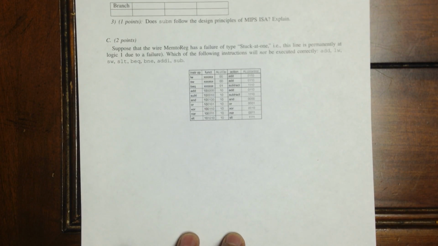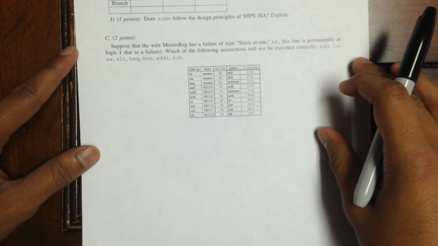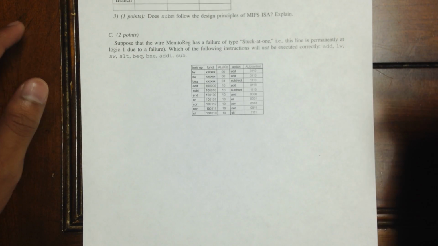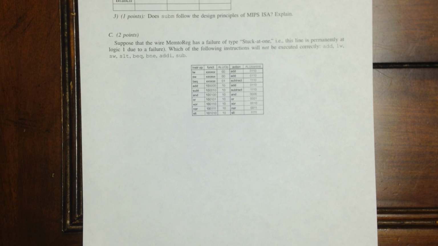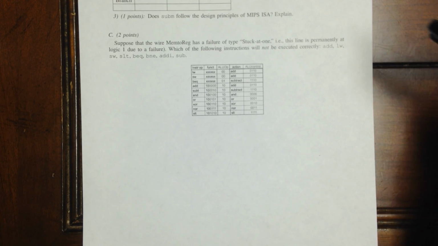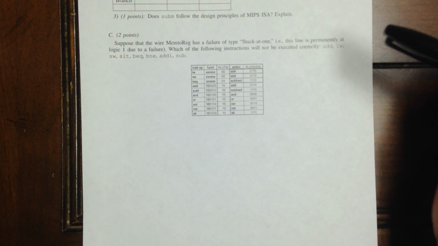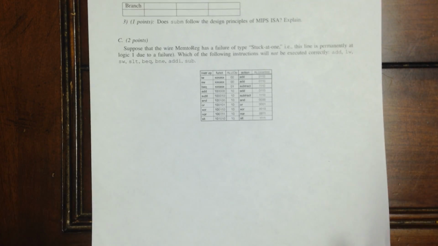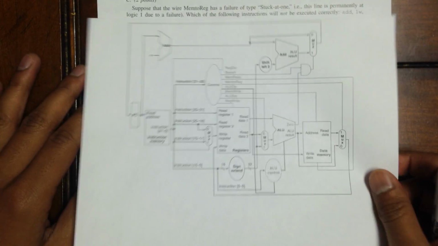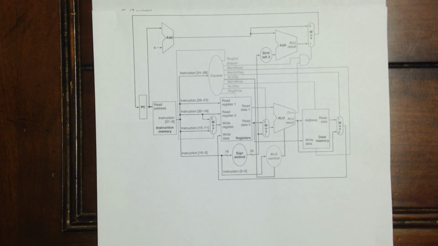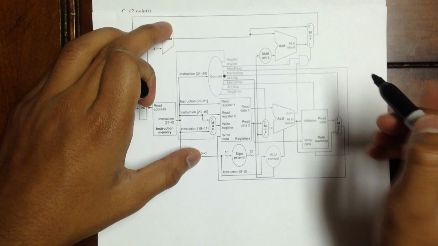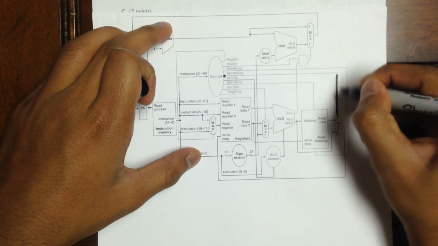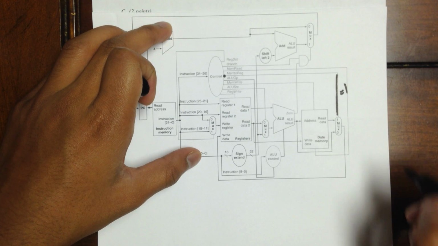So here we're going to be looking through an example of a dysfunctioning MIPS datapath. It says that the wire mem to reg has a failure of type stuck at 1. So it's permanently stuck at 1. That's what it says, and let's see what it means. So they're saying that mem to reg, that is this thing, is always going to be equal to 1.